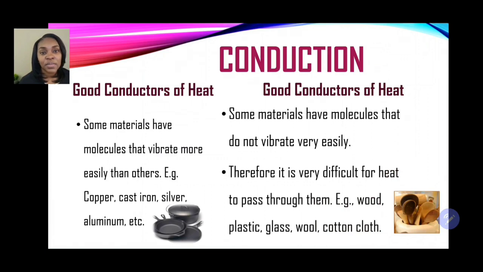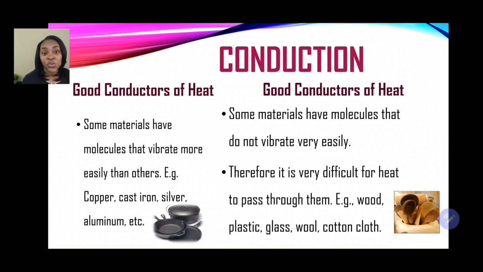Now, let us look at some good conductors of heat. Some materials have molecules that vibrate more easily than others. Examples are copper, cast iron, silver, and aluminum. Now, some materials have molecules that do not vibrate easily. Therefore, it is very difficult for heat to pass through. Examples of these are wood, plastic, glass, wool, and cotton cloth.